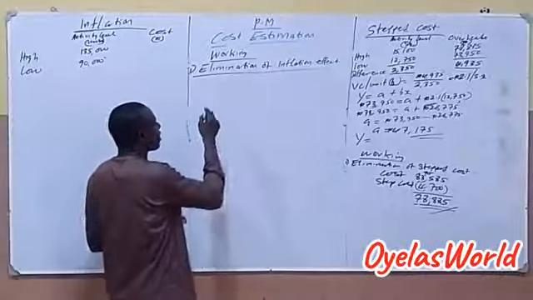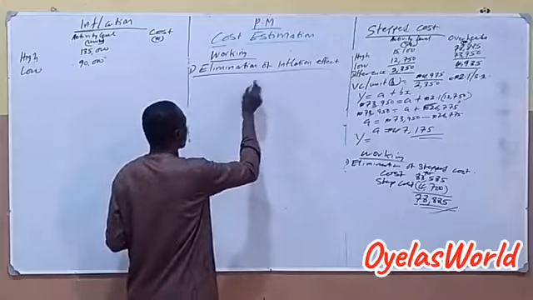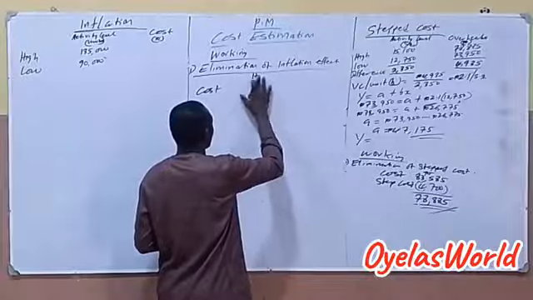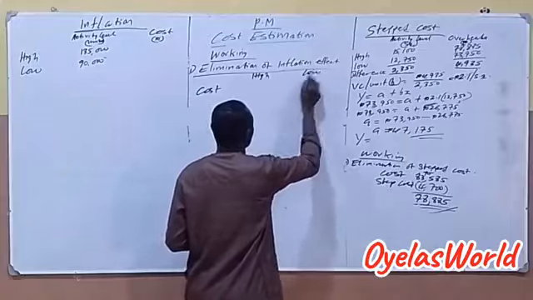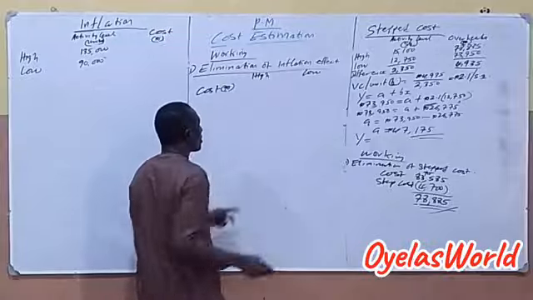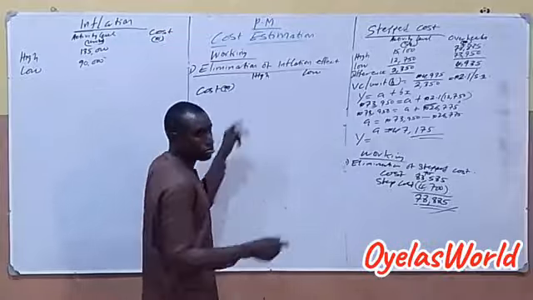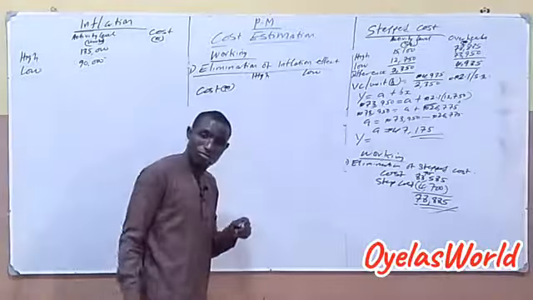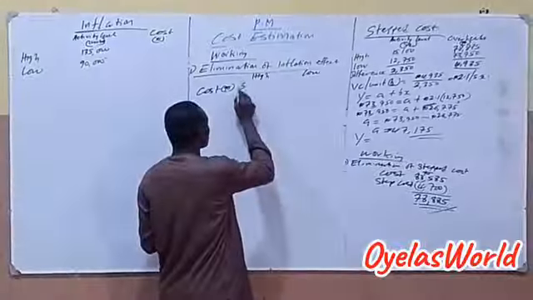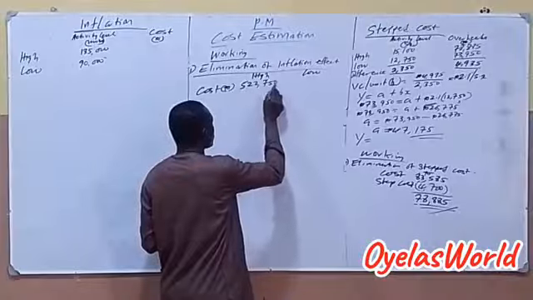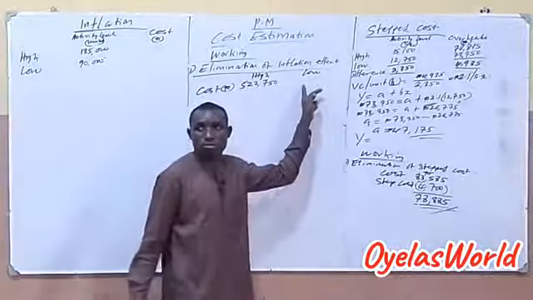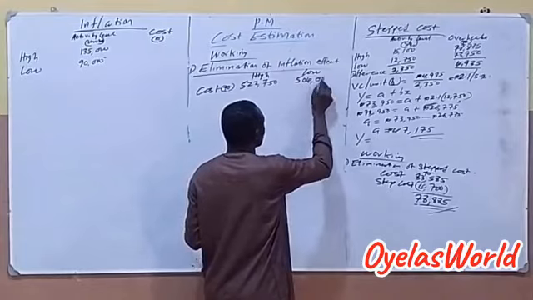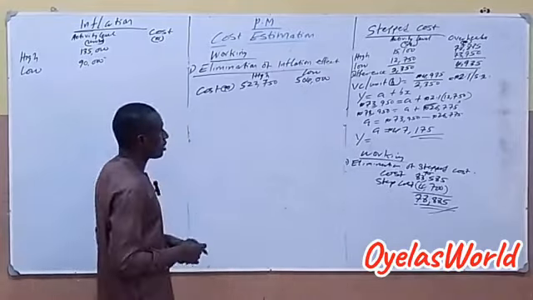Now, for the high, let me say cost. High, low. For the high, the cost is how much? 522,750. For the low, it is 504,000, right?